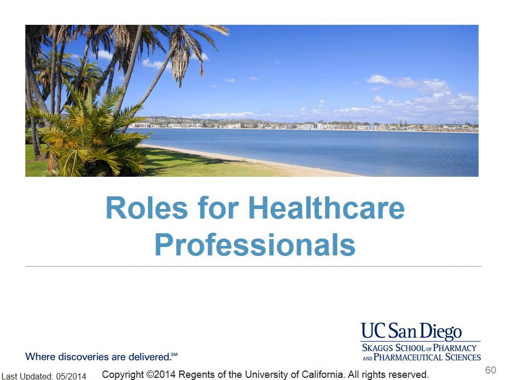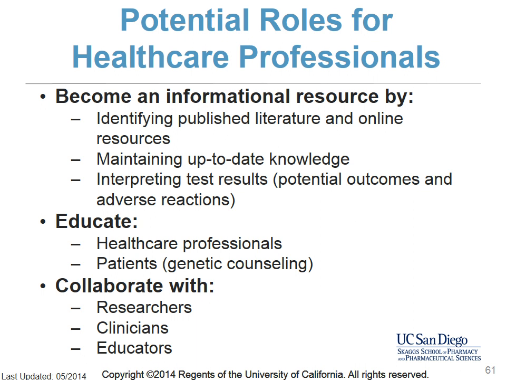As healthcare professionals, what are our roles in light of recent developments in pharmacogenomics? Well, we can become a source of information by educating ourselves. We do this by identifying published literature and online resources, maintaining up-to-date knowledge, interpreting test results including potential outcomes and adverse reactions. We can share pharmacogenomic information with our colleagues and patients. And finally, we can collaborate with researchers, other clinicians, and educators to translate the best evidence into practice.